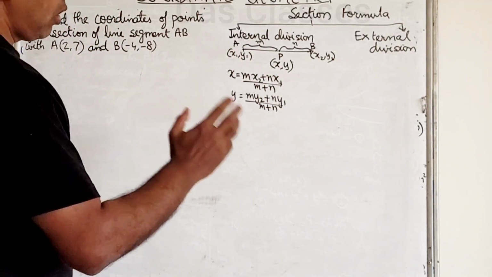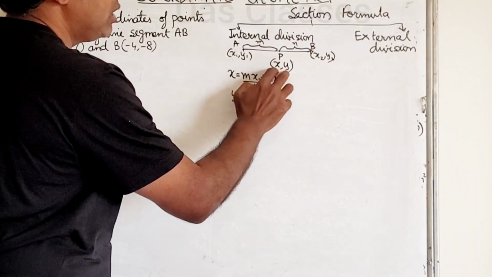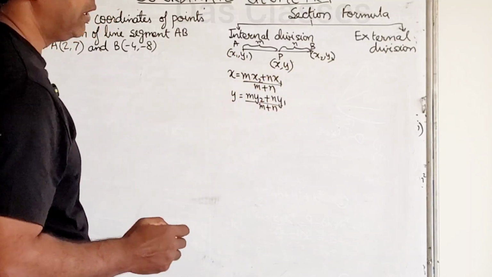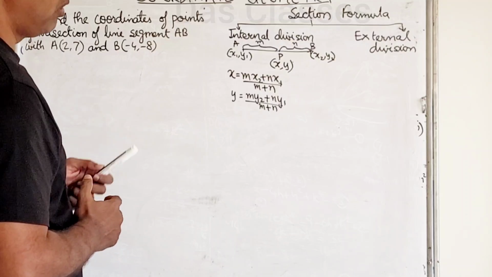Mind you, it's not necessary that you always have to find x and y. They may give you this and this and ask you to find x1, y1, or they may give you this and this and ask you for x2, y2. Basically, the formula is this, and with this formula, you can find any one of the coordinates.